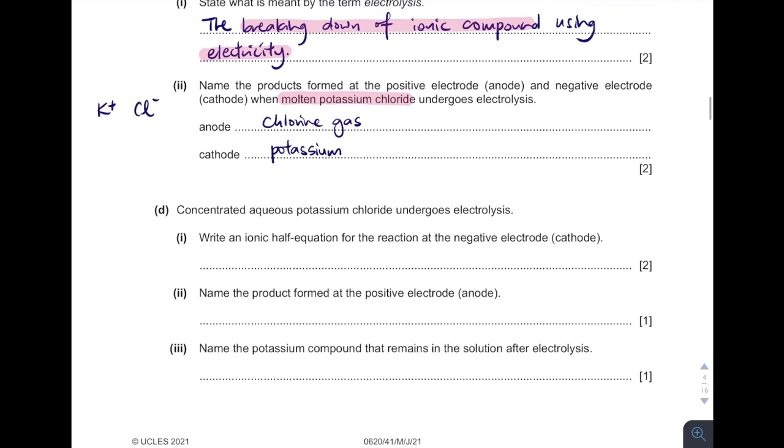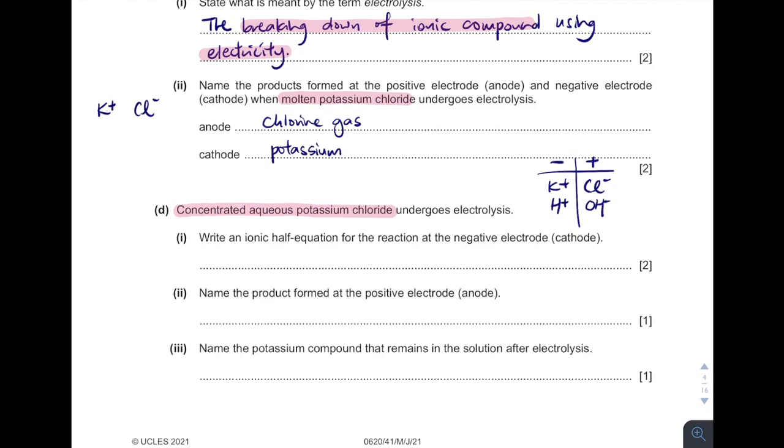Next one. Now you are given concentrated aqueous potassium chloride. What's the half equation? Remember, when it comes to electrolysis, the very first thing you have to do is list out all the ions present in the electrolyte. This is concentrated aqueous potassium chloride, so there are potassium and chloride ions. Aqueous solution contains water, so there are always hydrogen and hydroxide ions. All the positive ions will get attracted to the cathode, and all the negative ions will get attracted to the anode. So which one will get selected to be discharged at the cathode? We always pick the one that is lower, hydrogen.